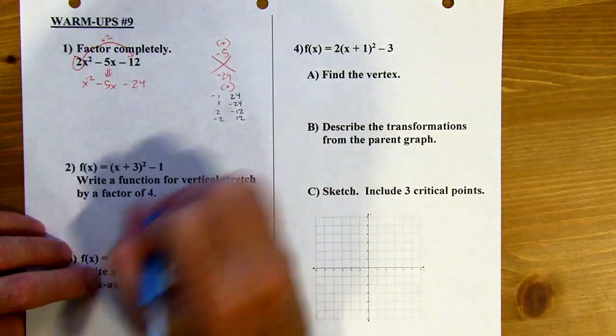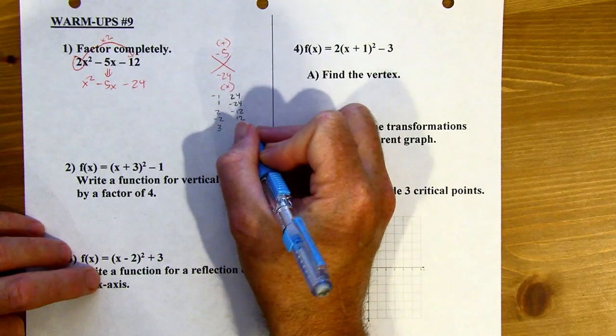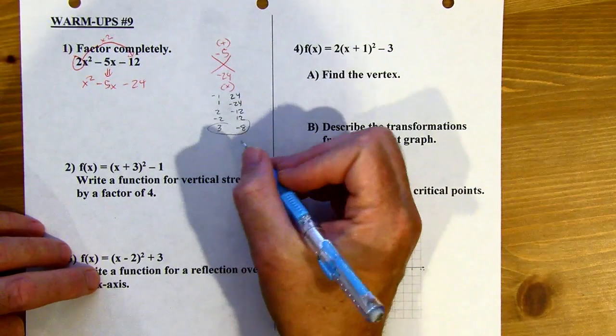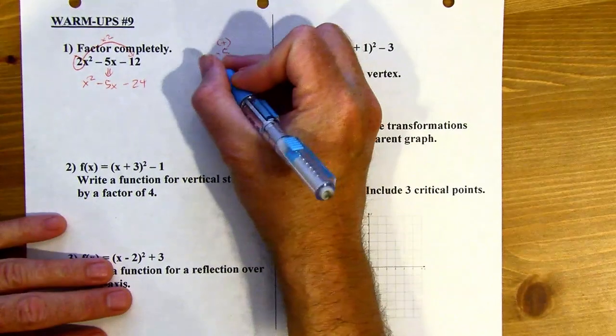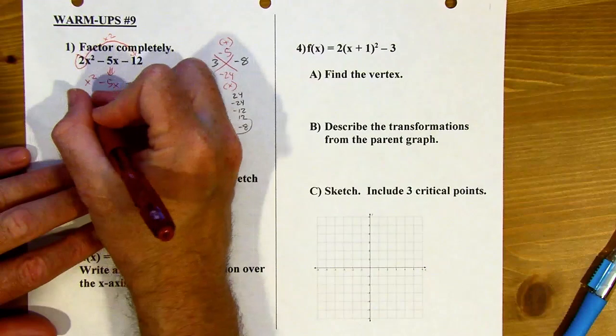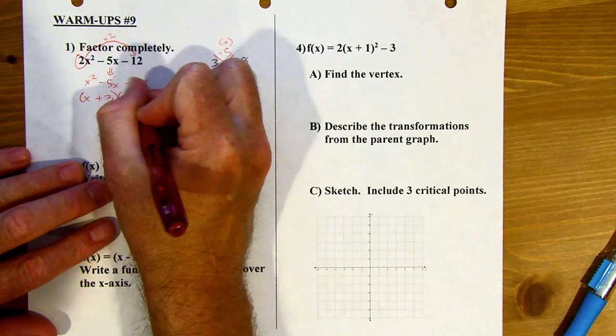Those don't work either. Let's keep going. 3 and negative 8. Hang on, I got a winner, right? 3 and negative 8. There's other pairs that I could multiply, but only one of them is going to add to negative 5. That's my winning combo, so I'll stop there. Okay, so I've got x plus 3 times x minus 8.